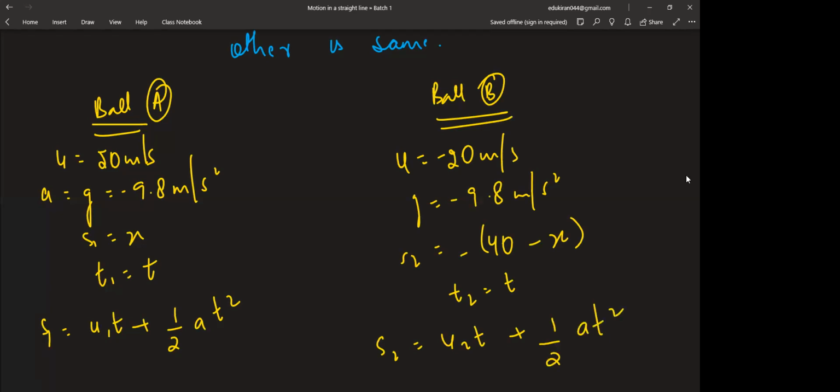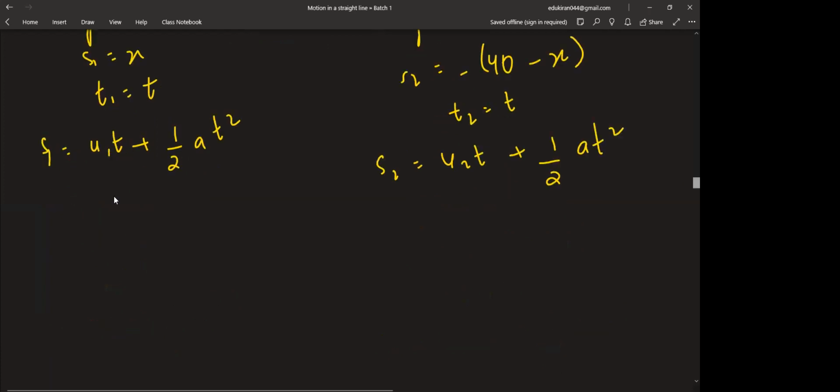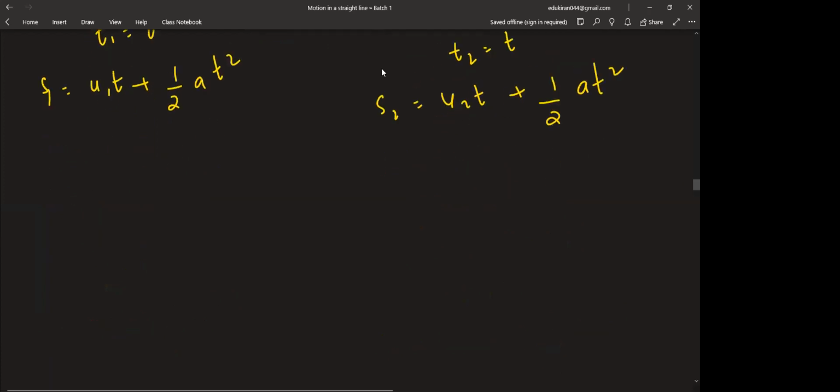Now let us put the values in both these equations. So this will become, yes, Alina, I'll show you that part. Don't worry. Just understand this.